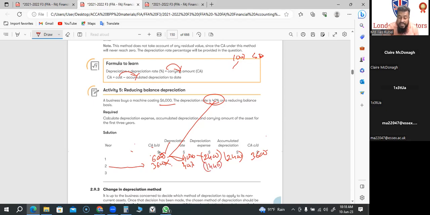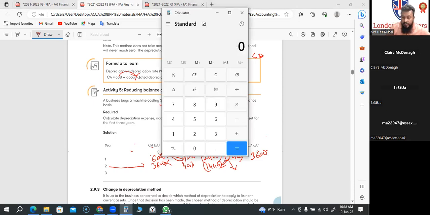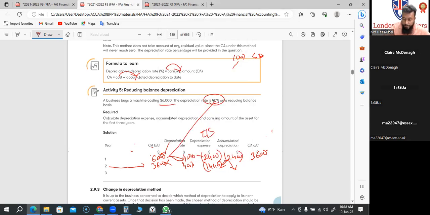Guys, that's an expense, charged into the income statement, but in the balance sheet, accumulated is last year plus this year. That gives you accumulated depreciation for this year. So last year depreciation was 2,400. This year, 1,440. How much is it? 3,840. And that should be taken away from the cost to get your carrying amount.